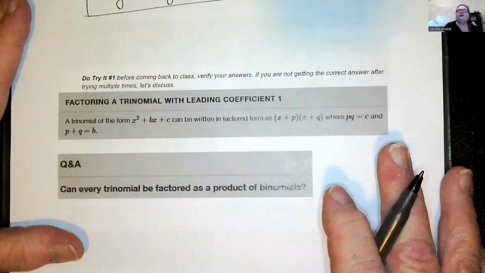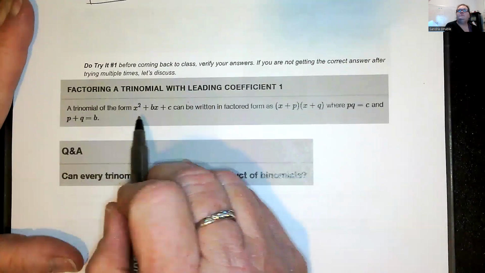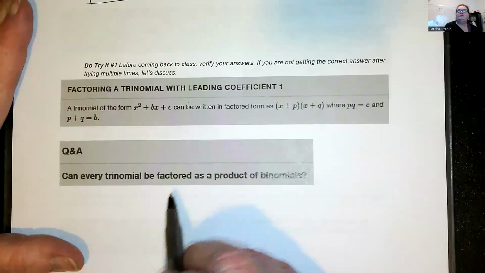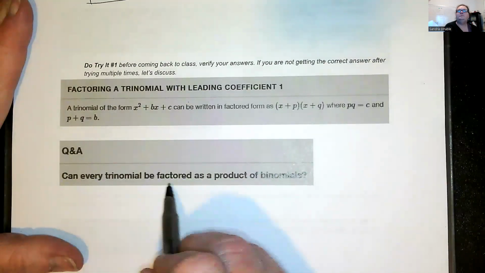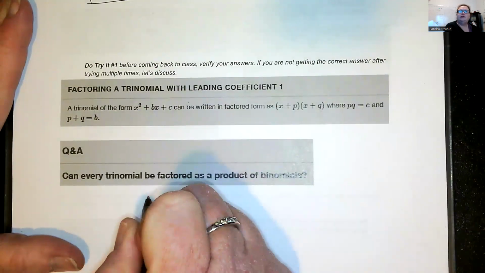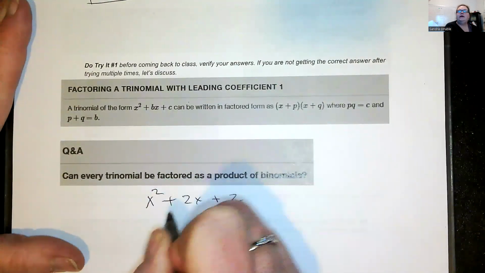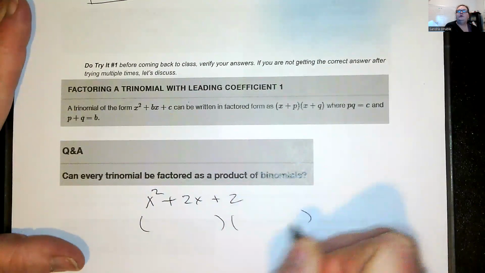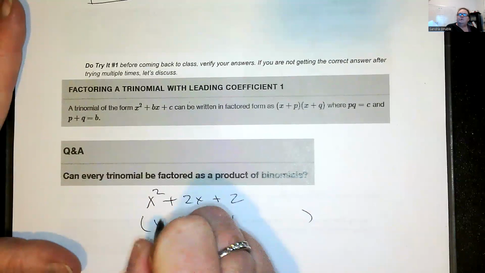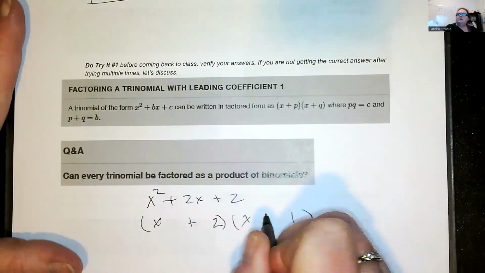Factoring a trinomial with leading coefficient of 1. These are delightful. A trinomial with the form can be written and factored as, okay, it's just showing you how to actually do this. And it says, can every trinomial be factored as a product of binomials? Well, in class, I showed you x squared plus 2x plus 2. And just to prove, if they say that it can be, the question is there something that can't? So that's my goal, is always to find something that cannot be factored.